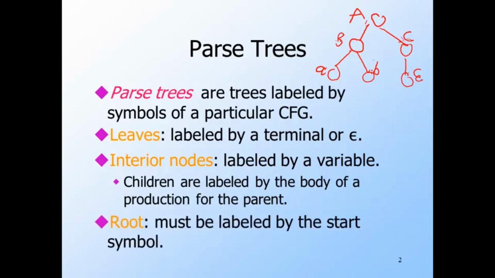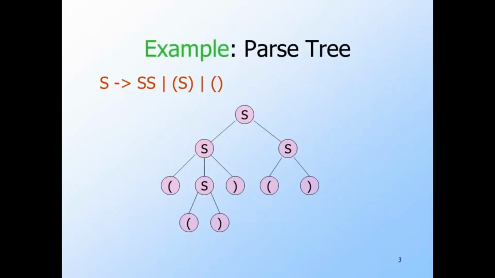The root must be labeled by the start symbol. In our example tree here, I'm going to have to guess that if this is the root, then A is in fact the start symbol. Here's a parse tree using the grammar for balanced parentheses that we discussed earlier. Notice how each interior node is labeled by a variable. It's here, here, here, and here.